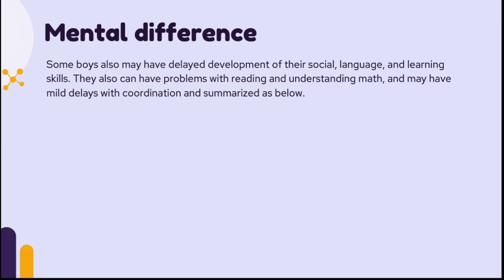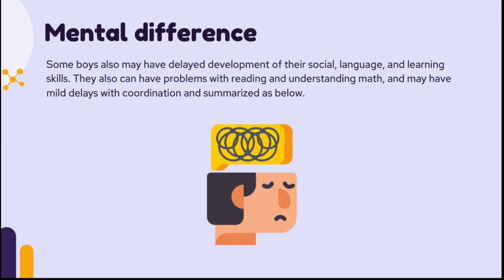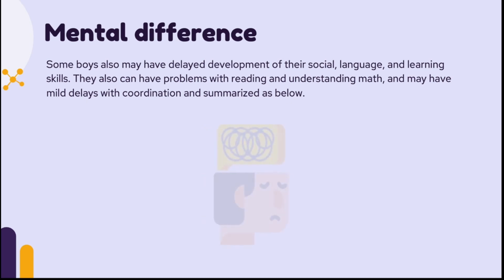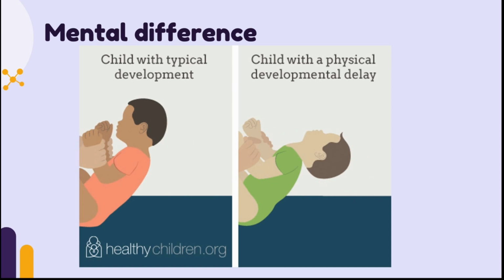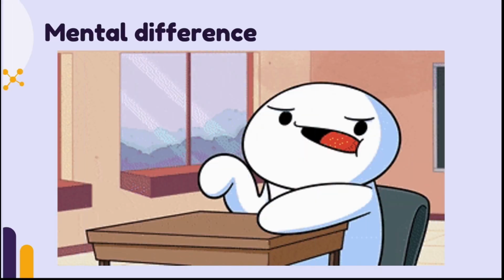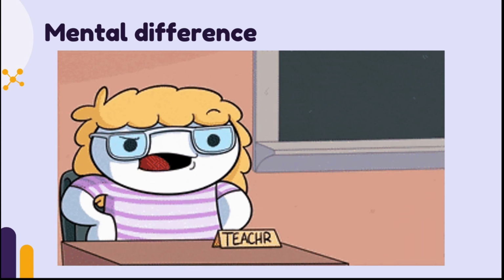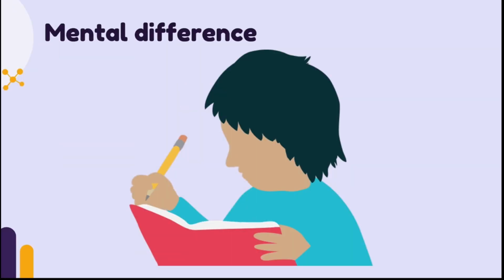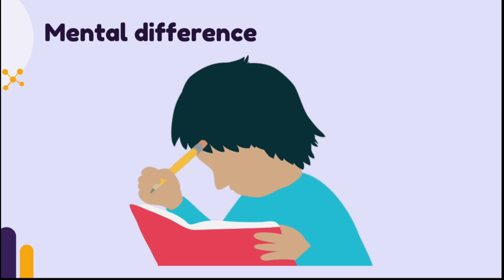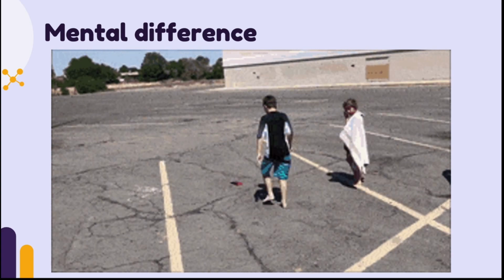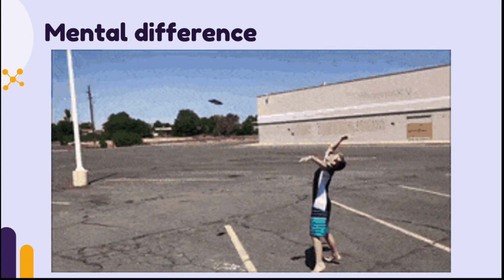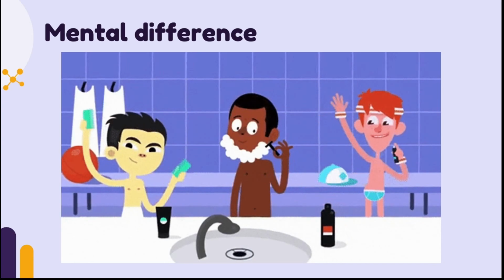As mentioned previously, some XYY males also develop mental problems concerning their social, language and learning skills. They also can have problems with reading and understanding math and may have mild delays with coordination. In summary, the neurological problems in XYY males include developmental delay, speech and language delay, learning disabilities, behavioral or social problems such as explosive temper, hyperactivity and impulsivity, but with normal fertility and sexual development.